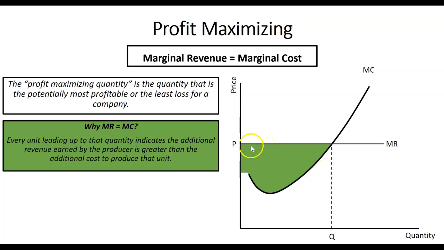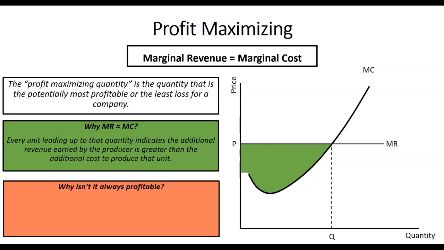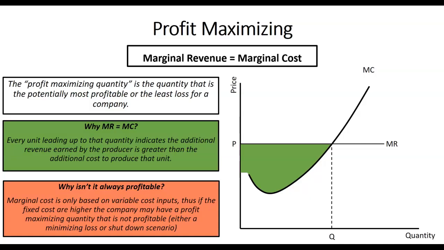So I gained this much, I gained this much. You can kind of think of it as the level of profit. However, it isn't always profitable. Why? Because marginal cost is only based off of variable cost inputs. So if the fixed costs are higher, the company may have a profit maximizing quantity that is not profitable. So just because you're at your profit maximizing quantity doesn't guarantee you a profit. It says that is the best potential spot.